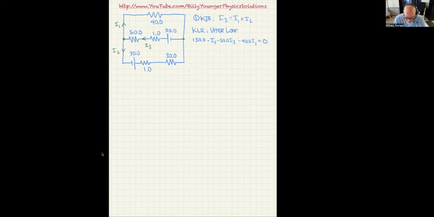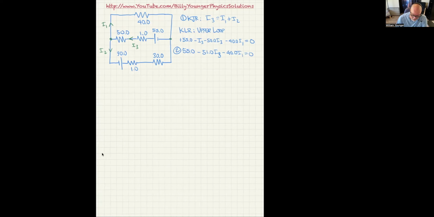We just found one of the equations, and now I'm going to clean it up and number it. So combining like terms, I get 55.0 volts minus 51.0 I3. That's from me adding the 1.00 ohm resistor and the 50 ohm resistor, and that gave me negative 51 I3, and the 40 I1 was already there.